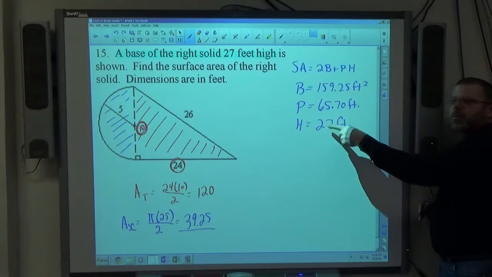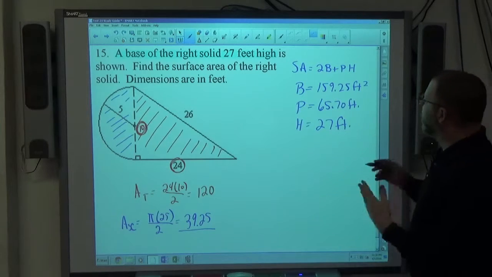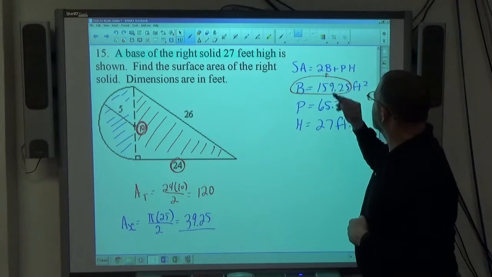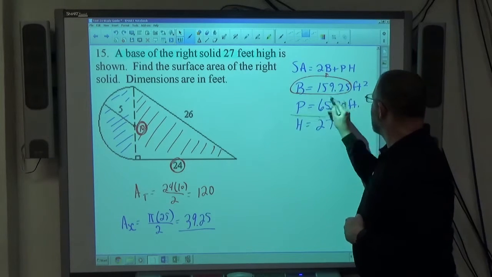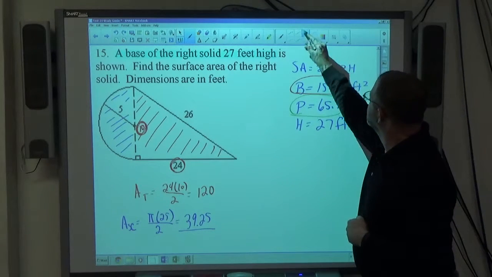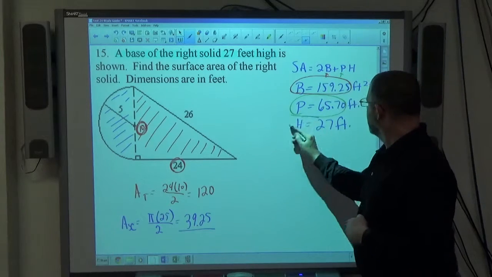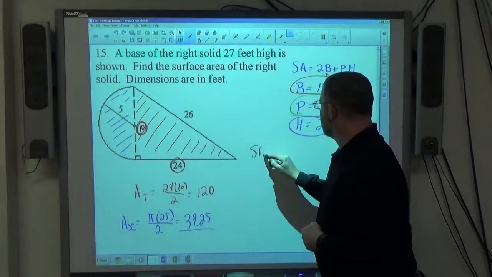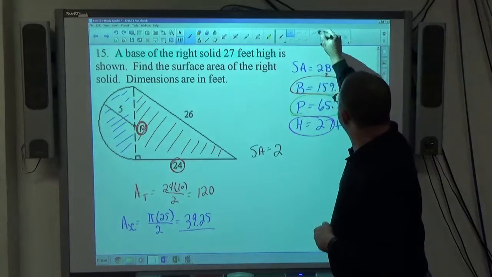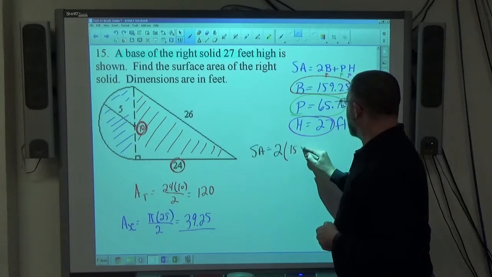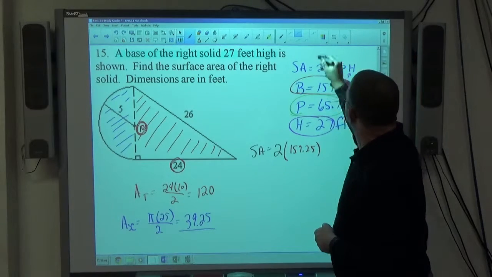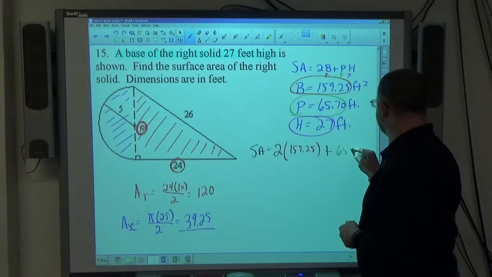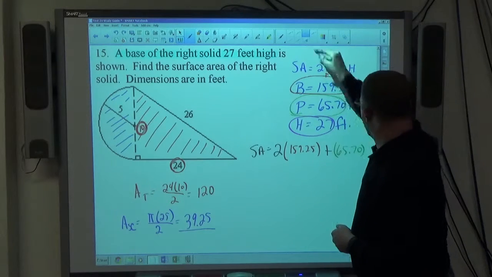Okay, so that's my priority when I'm trying to do surface area. Find out these three numbers before you start applying the formula. So now once I know those three numbers, B is 159.25, it goes right there. P is 65.70, it goes right there. And H is 27, it goes right there. So my surface area is going to be 2 times 159.25 plus 65.70 times 27.